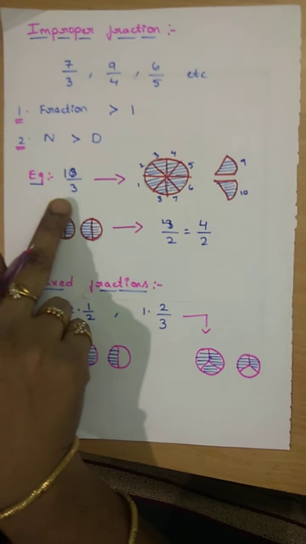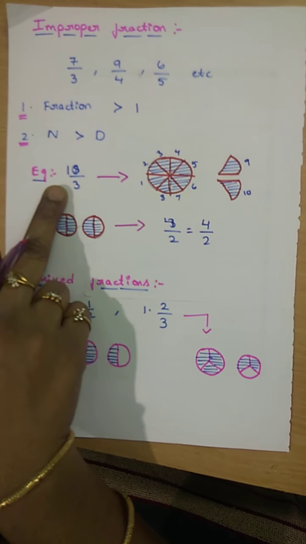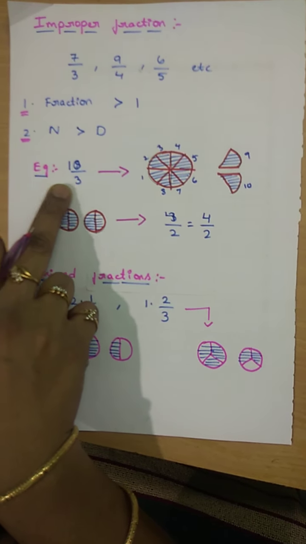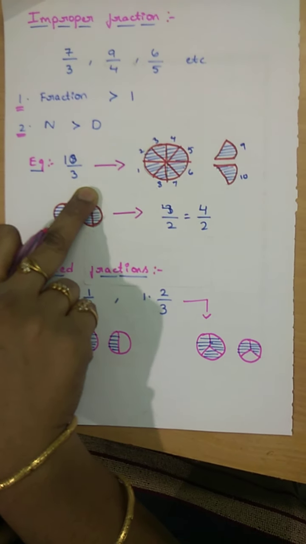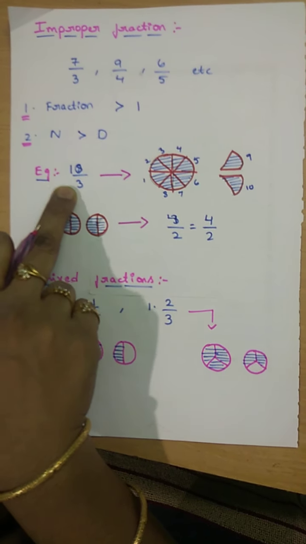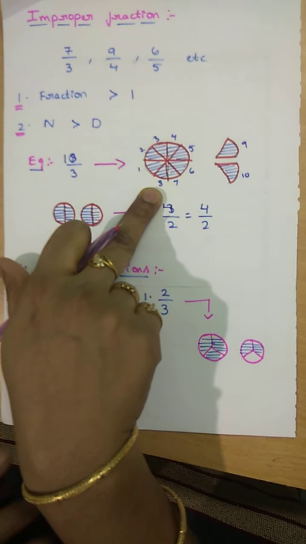Now we are taking one example here. 10 by 3. This is an improper fraction. The numerator is greater than the denominator and the fraction value is also greater than 1. 10 by 3 comes to around 3.33, so this value is greater than 1. Now we are converting this fraction into a picture diagram.